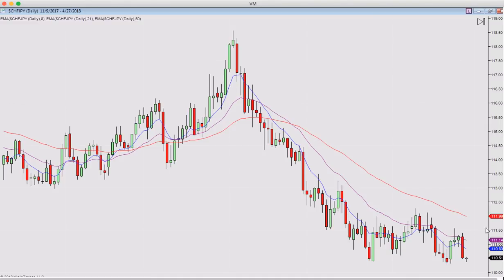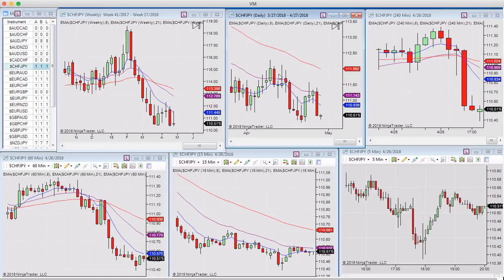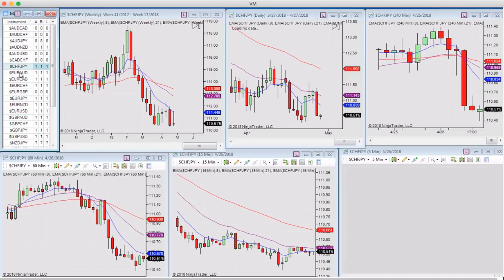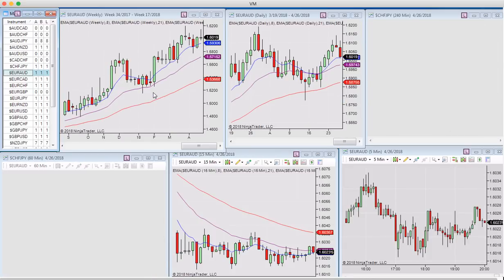If we look at the daily, though, it's not ideal. We could be transitioning to a trading range there. That would be an example of one where I'd use discretion to probably stand aside from it.